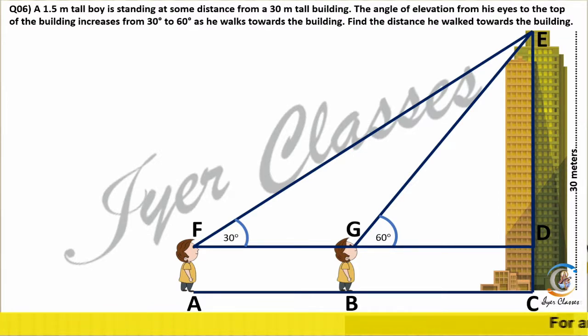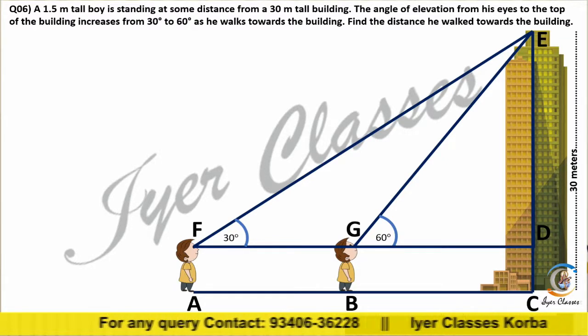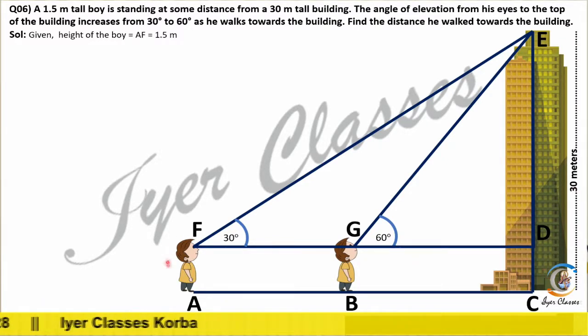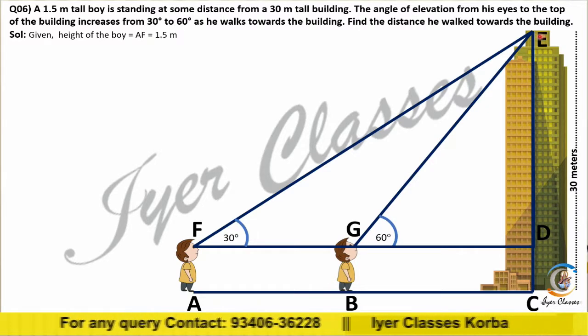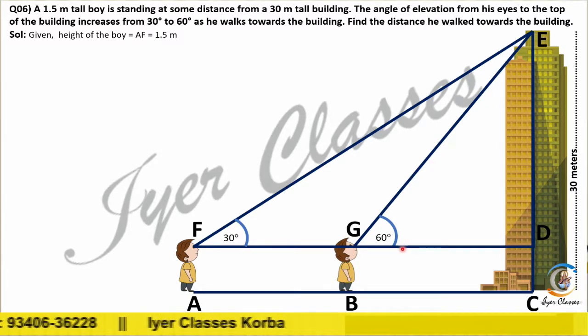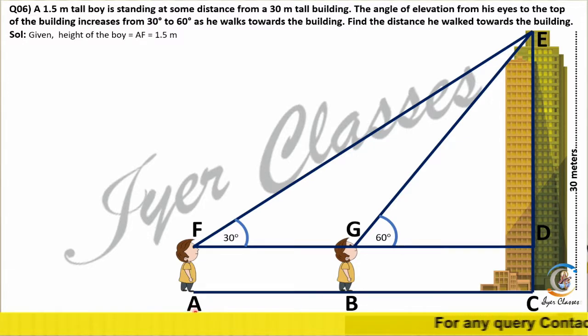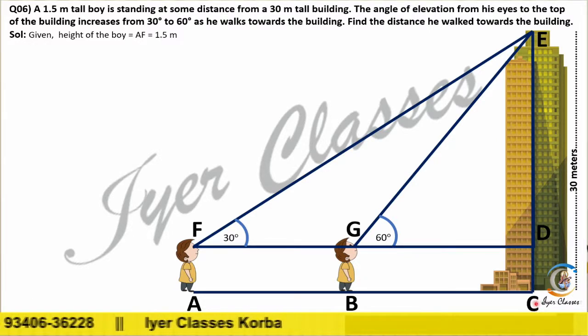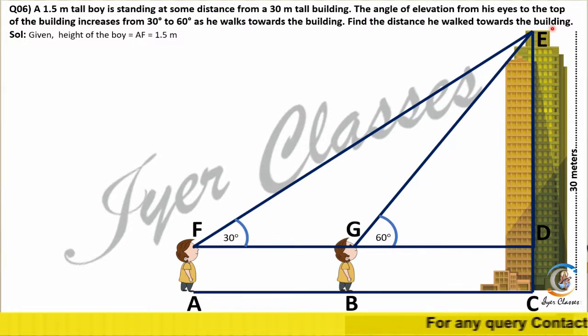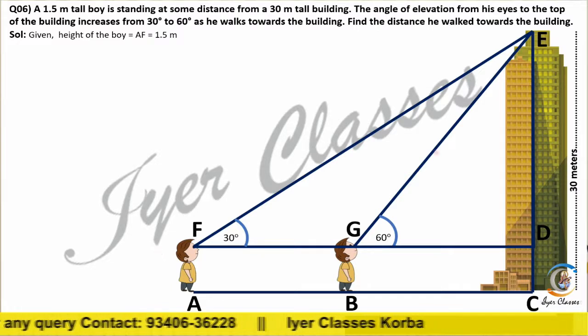Now, as I've shown you in the animations here, we have a tall building which is 30 meters in height, and the boy is initially here, sees the top of the building, angle of elevation is equal to 30. Then he walks to this position, again sees the top of the building, angle of elevation is equal to 60 degrees. Give names to these points. Let us say that the initial position where the boy is, is A, then he moves on to B, and the center of the building at the ground level is C, top of the building is E. The eyes from where the boy sees the building is F, and the second position where he sees is G.